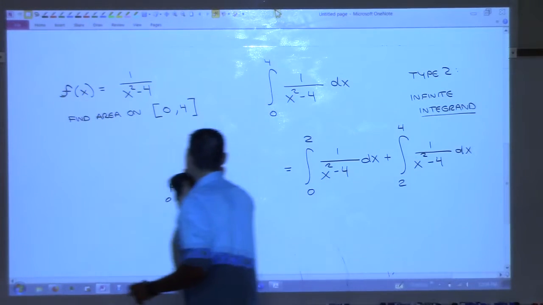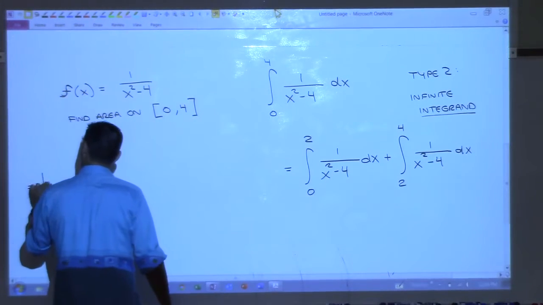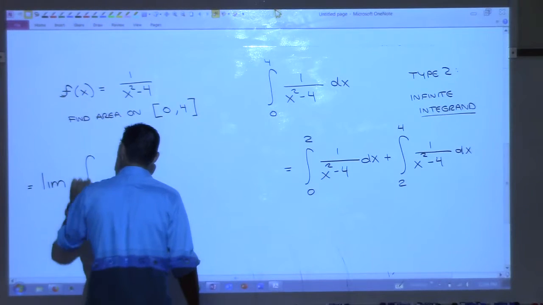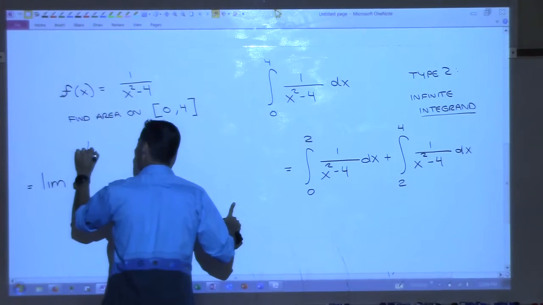So now that becomes the limit. Let me put the limit on here first. I'm going to go from 0. Let's go to t again.